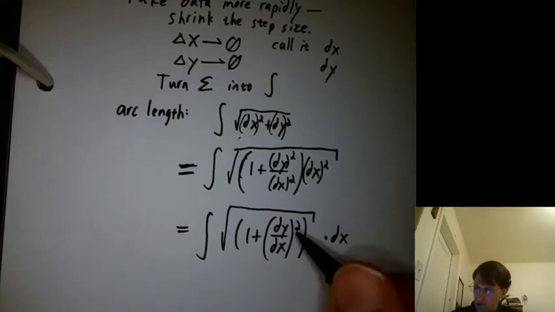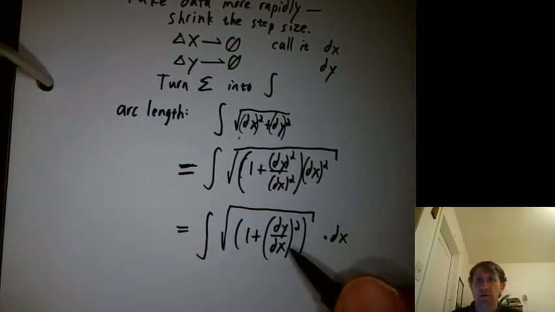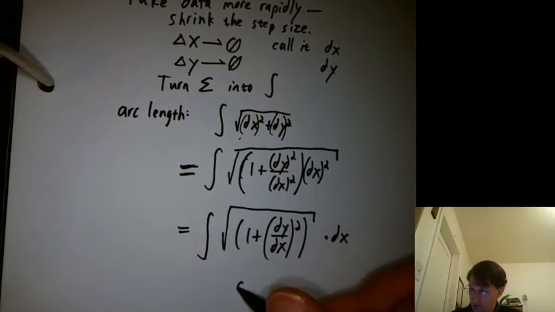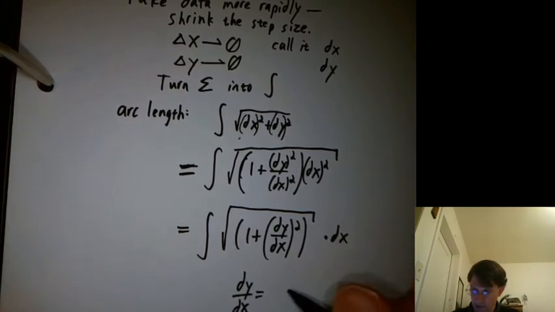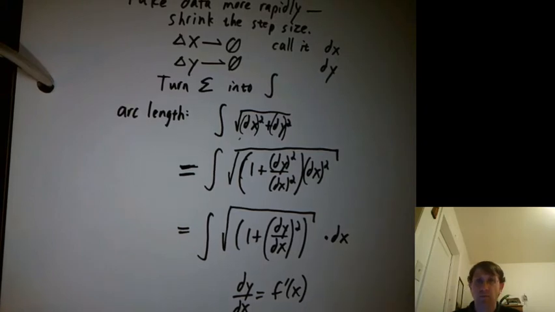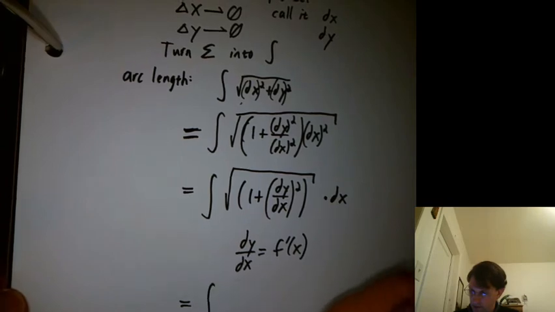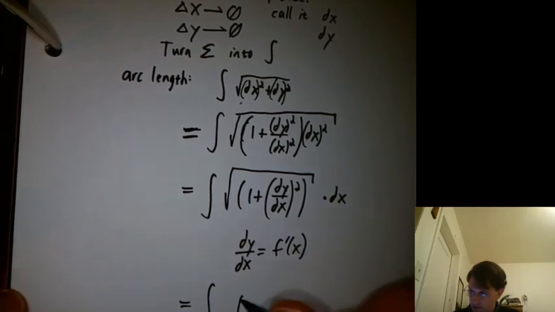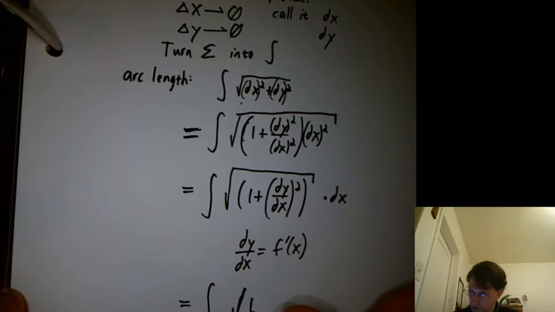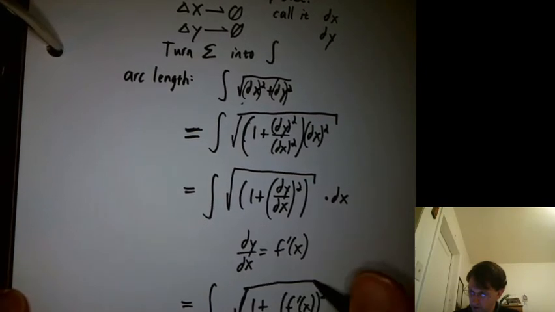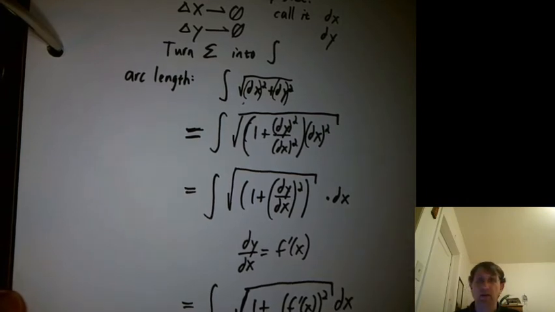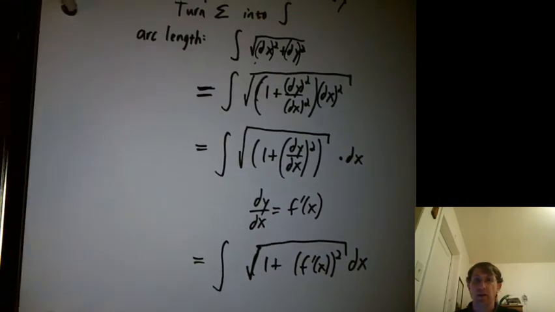And now let's think about what is dy over dx. That's another name for a derivative. So we can rewrite this if we want as the integral of big old square root of 1 plus f prime of x squared dx. So that is the arc length integral that we'll be using in this chapter.